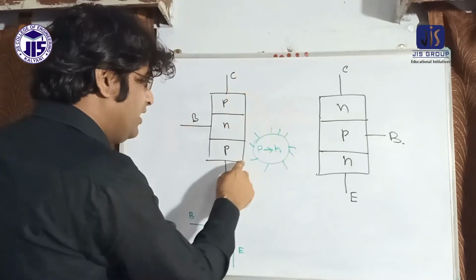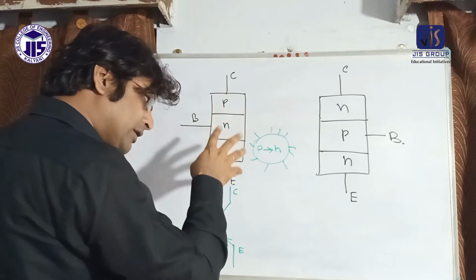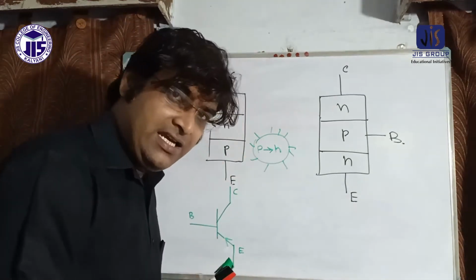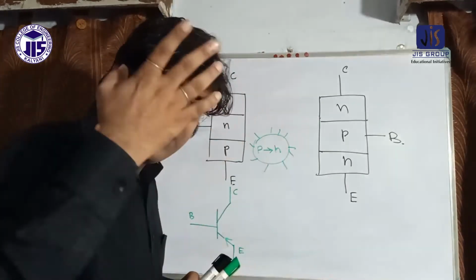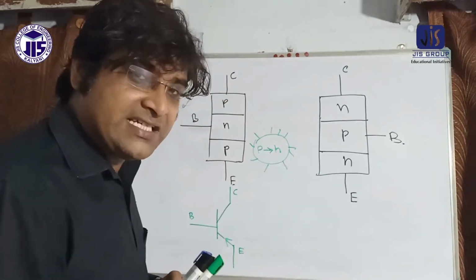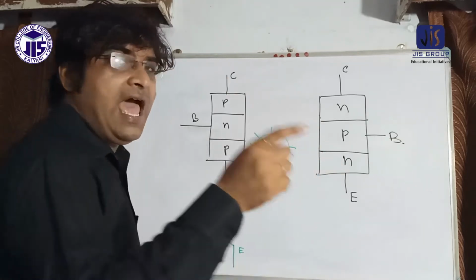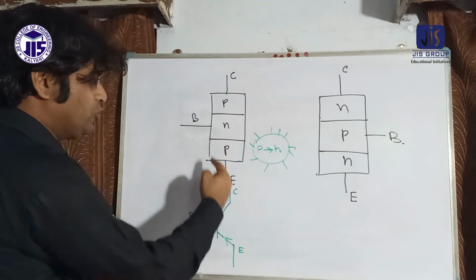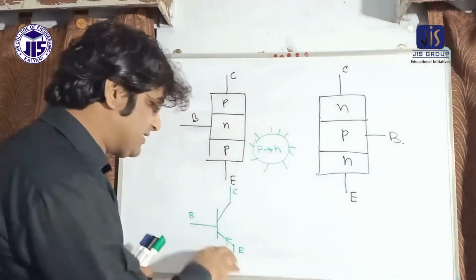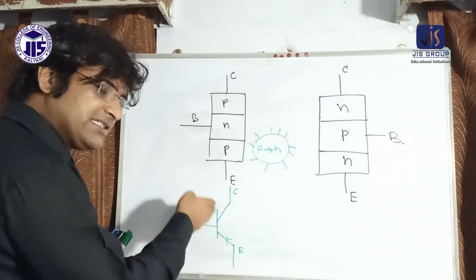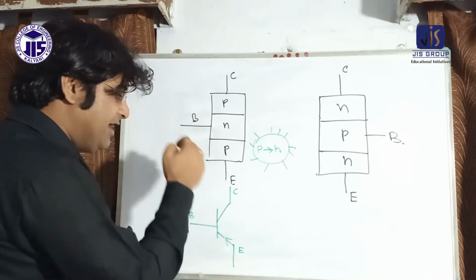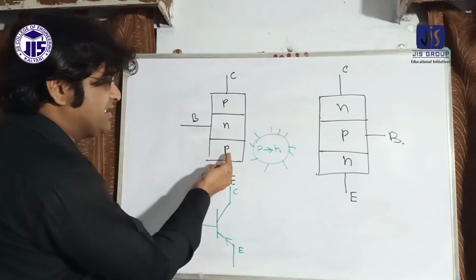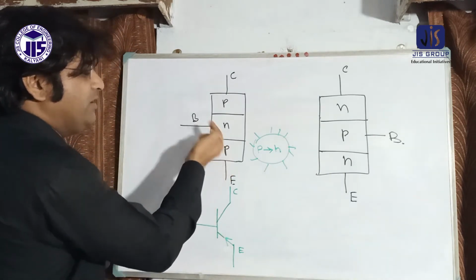The P to N concept means the transistor looks like this: the arrow is present at the emitter side, and the arrow direction is always from P to N. In the emitter side the arrow is present, and it points from the P side to the N side.